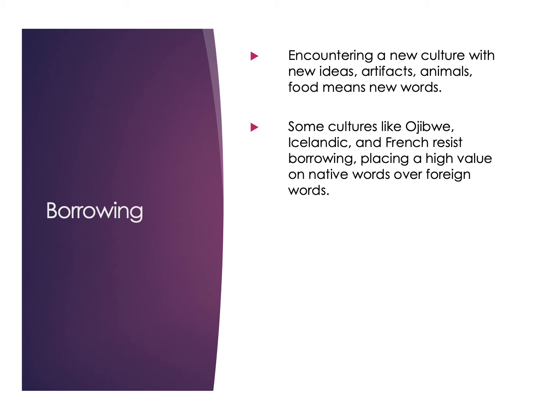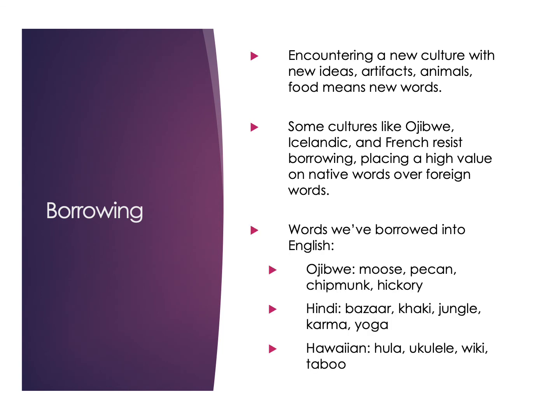In English, we borrow words all the time. We borrow words from all the languages that we encounter. We're constantly taking words and borrowing them into our language. We love to borrow. And we've borrowed from many different sources. So we've borrowed words from Ojibwe, things like moose and pecan and chipmunk and hickory. We've borrowed words from Hindi, so bazaar, khaki, yoga. We've borrowed words from Hawaiian, things like hula, ukulele, taboo. Taboo is probably one that you didn't really think of as being a Hawaiian word in origin. So we borrow these words from other languages very commonly.